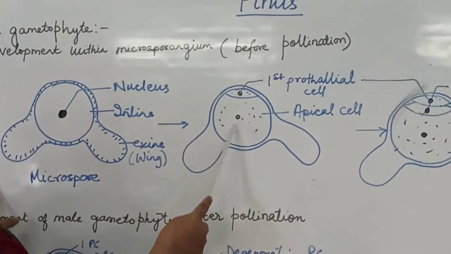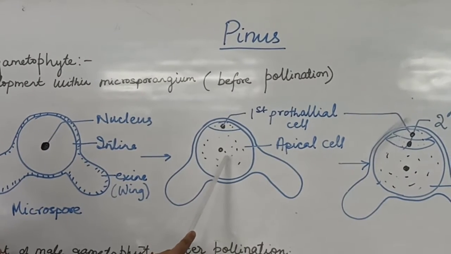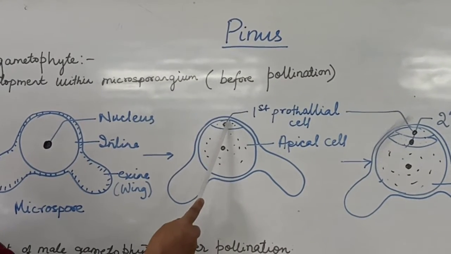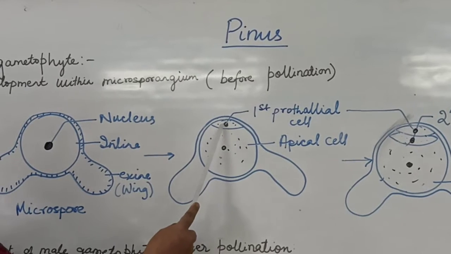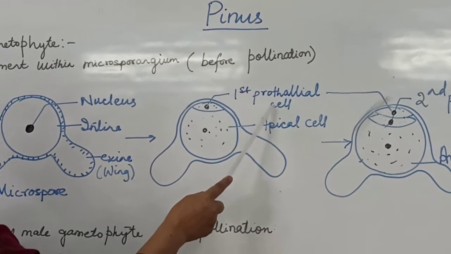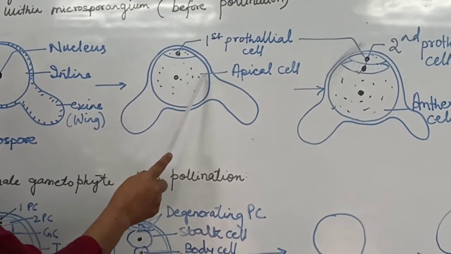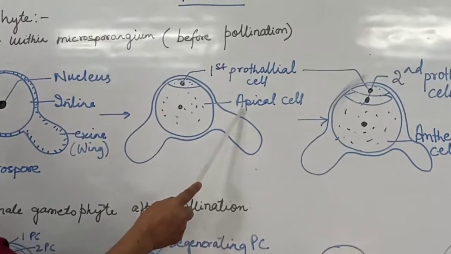In the next diagram we can see that the nucleus, which is haploid, undergoes division and it gives rise to two cells. These two cells are unequal in size. The one towards the upper side is lenticular, smaller in size, and this is known as first prothallial cell. The second cell is larger and is known as apical cell.